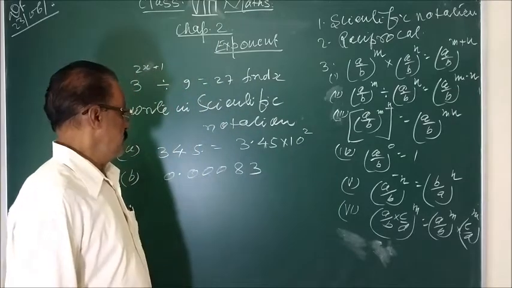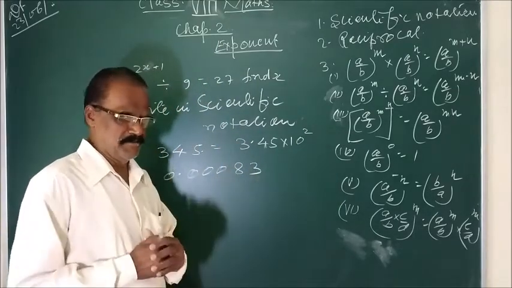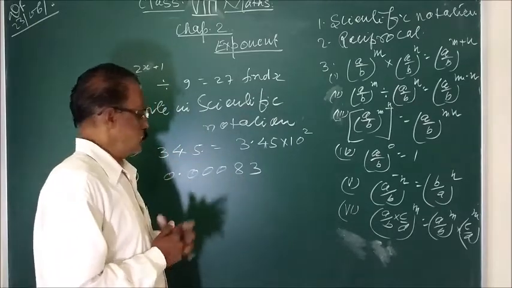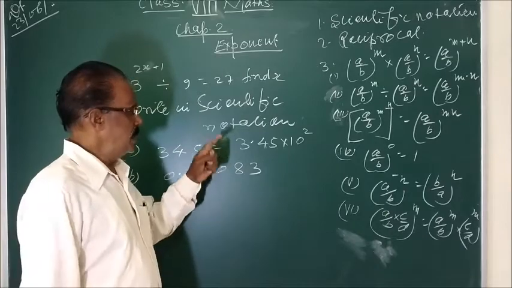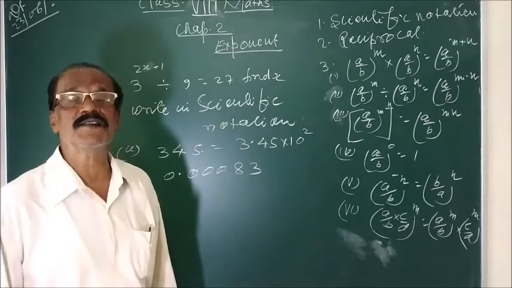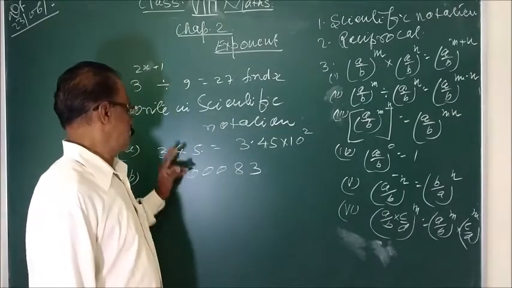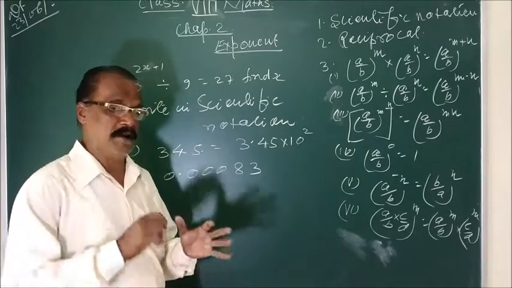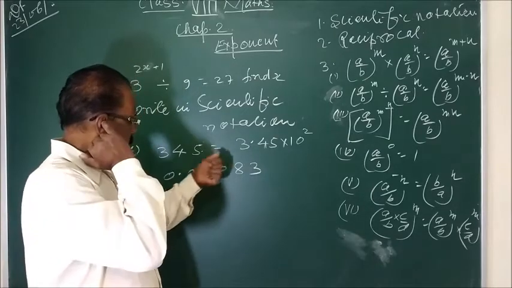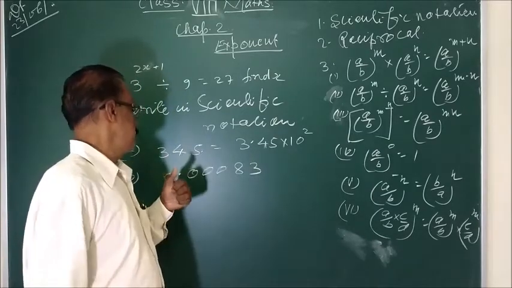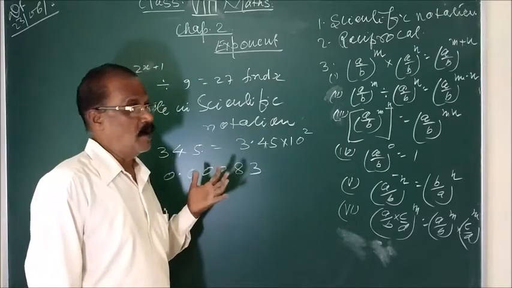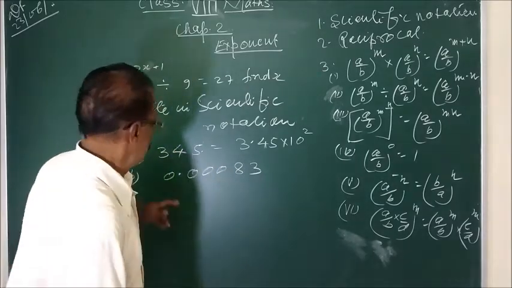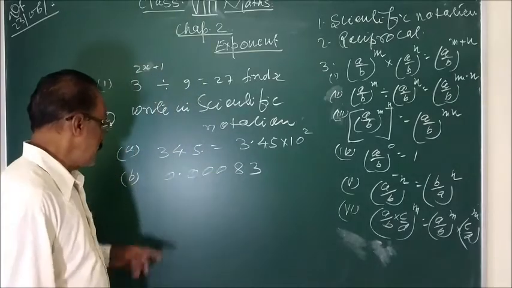Now you see, both numbers are same, but this is the simple way to express any number, and this is known as scientific notation. So 345 means 345.0000, whatever you can. That point should be shifted between 3 and 4, because this number should be between 1 and 10.